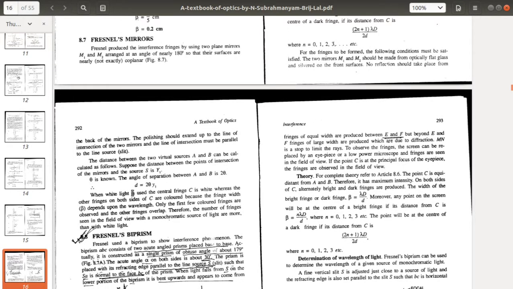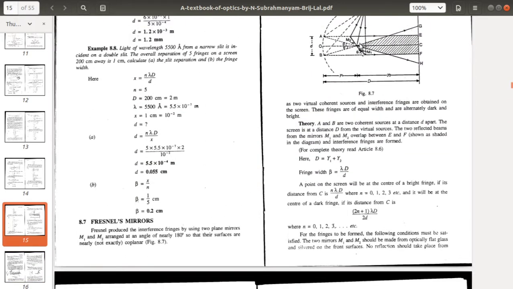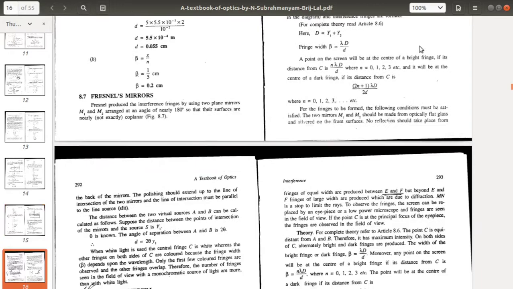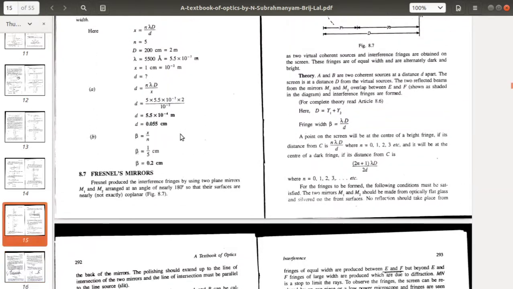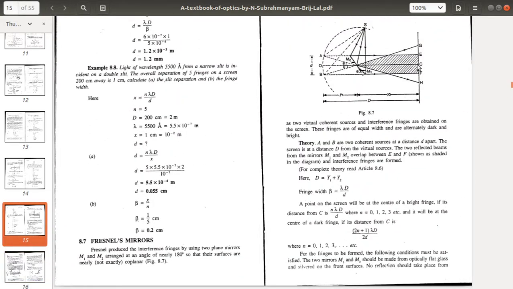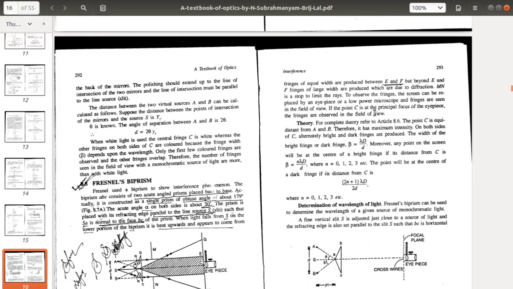If you are using white light instead of a monochromatic source of light, the central fringe is white, because all the wavelengths will constructively interfere here, so a white point will appear at the central point C. On both sides of C, above C and below C, we will get colored fringes, as we discussed in the last class on interference with white light. This is the same theory here. Colored fringes appear because the fringe width beta depends upon the wavelength.